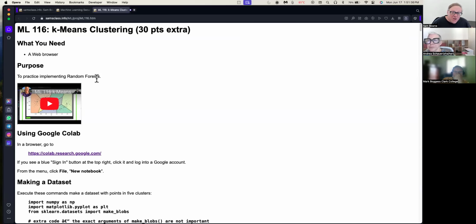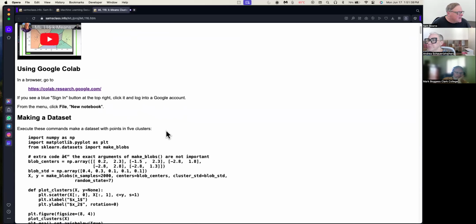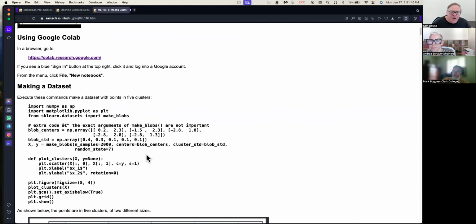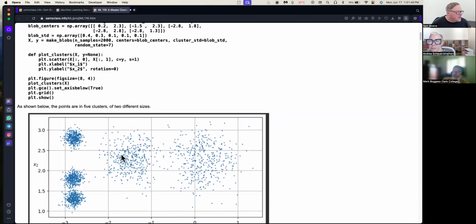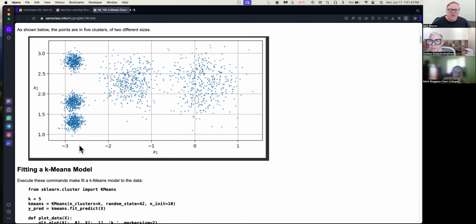All right, so k-means clustering is an old, very simple technique, very effective. It works if you have data that has clusters. So we're going to make data that's just Gaussian blobs. So here we are. We got two big blobs and three little blobs of x1 and x2. And we want to separate these into categories.